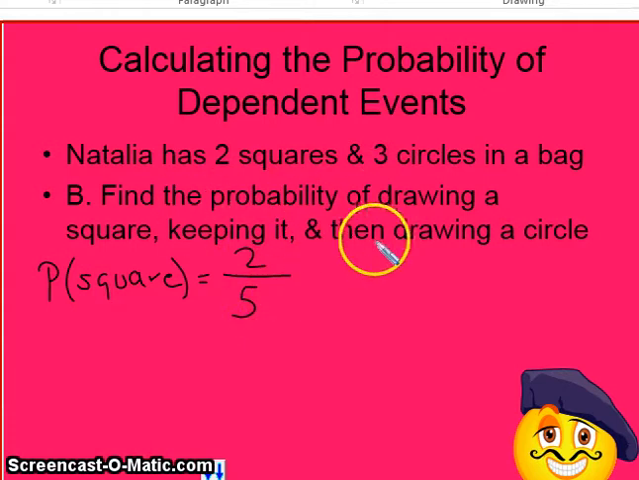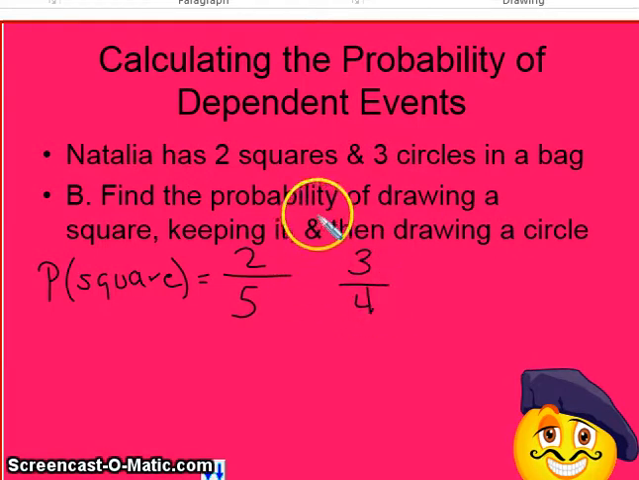Then we need to find the probability of drawing a circle, given that we've already drawn a square out of the bag. Now, for the probability of the second event, drawing a circle, there are 3 circles left in the bag. Since we've already taken a square out, there are only 4 possible shapes in the bag. So the probability of drawing a circle that second time would be 3 out of 4.